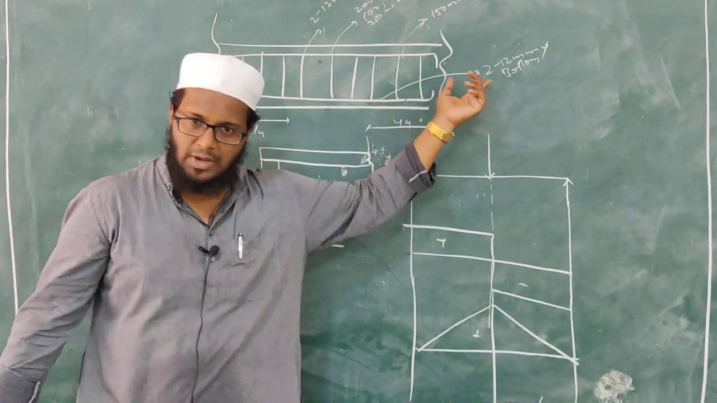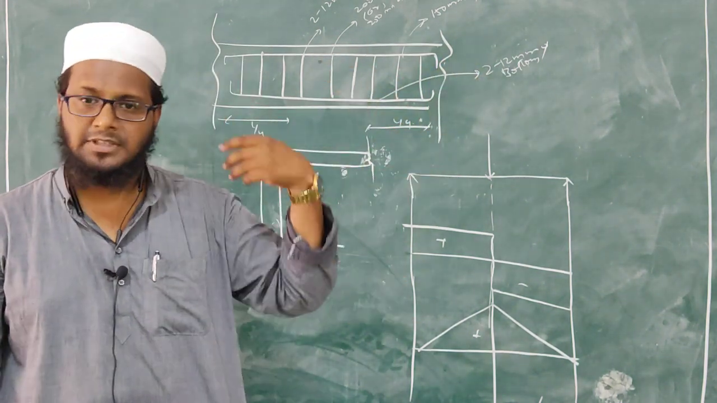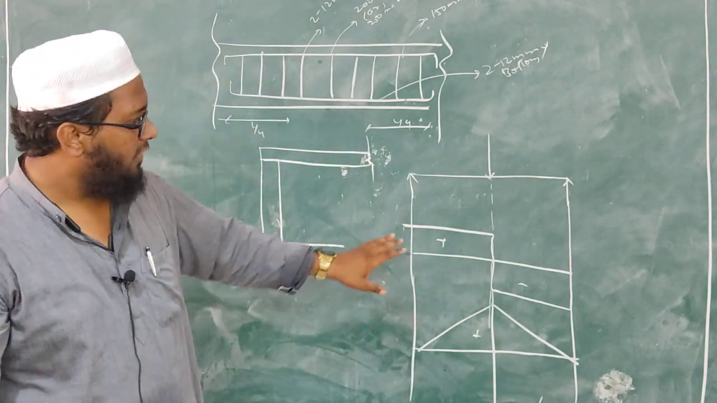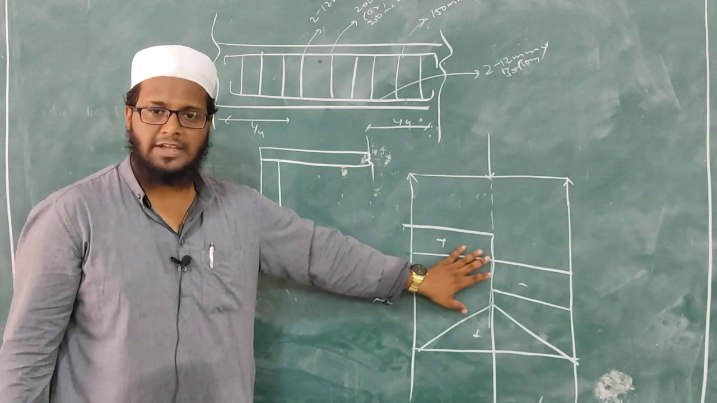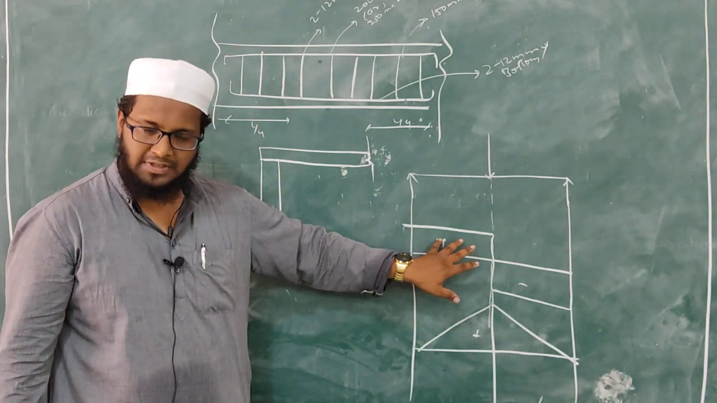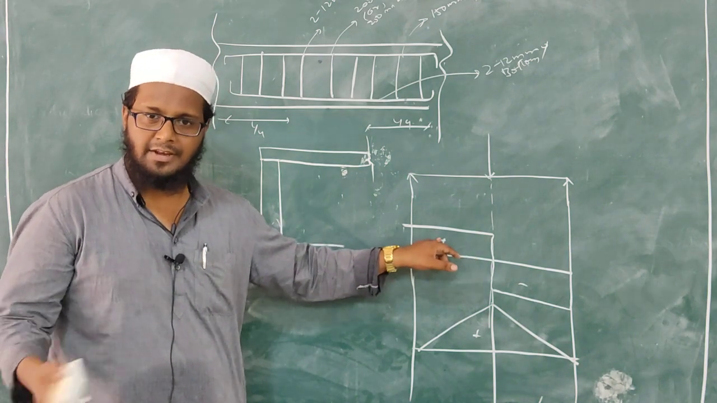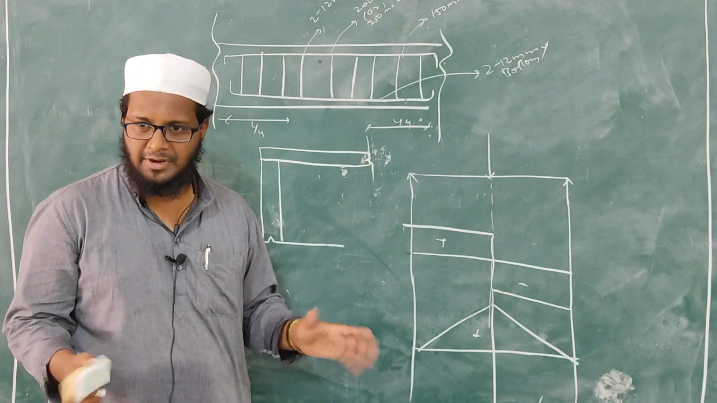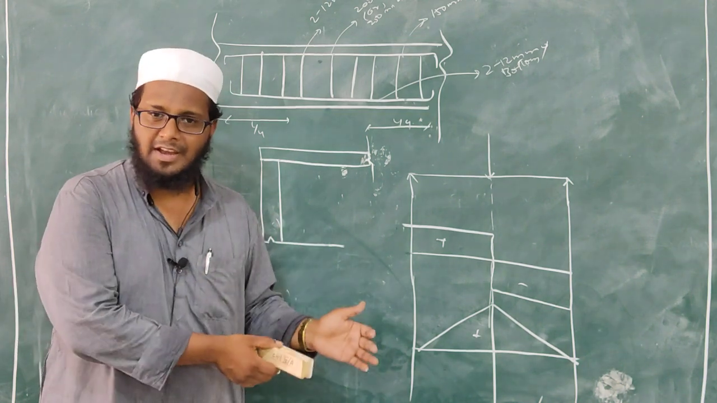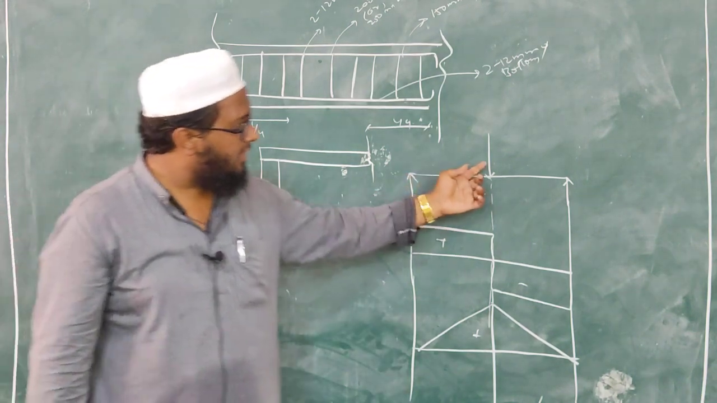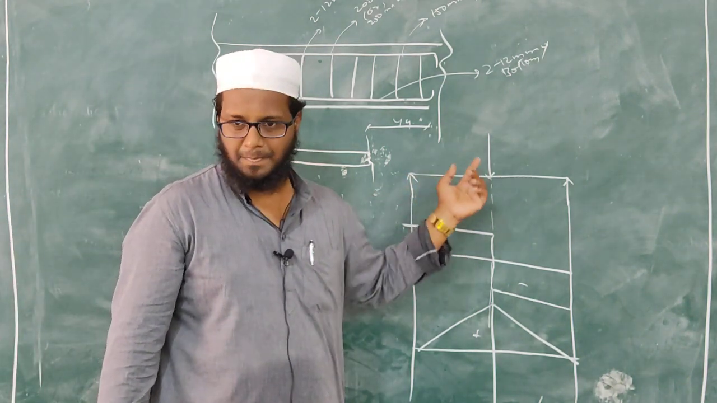Either it may be 12 mm or 16 mm, it depends. So this is what actually is your structural analysis. In this figure, the shear force we cannot see, and the bending moment we cannot see, but bending moment will exist and shear force will exist. These external forces we can see, isn't it?